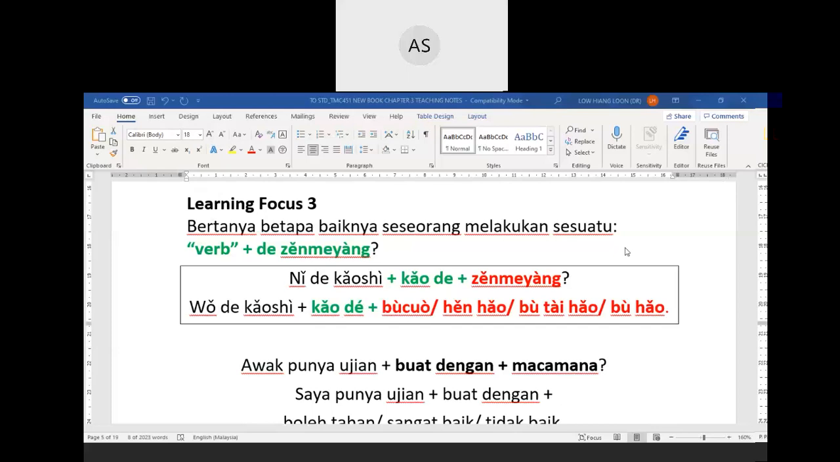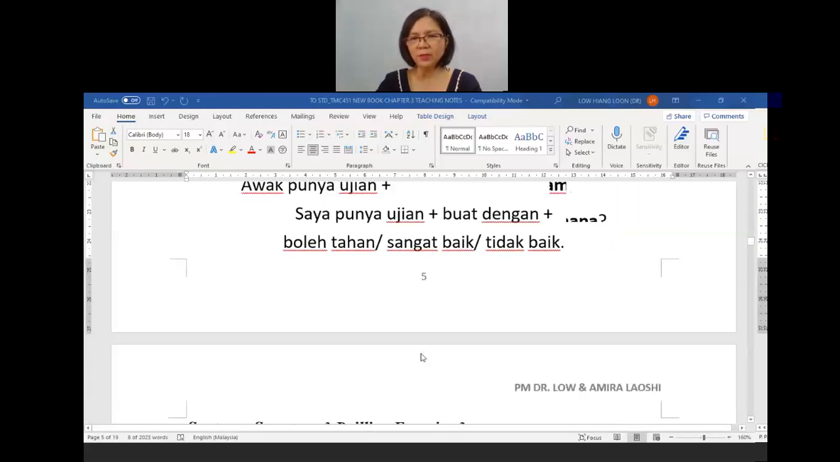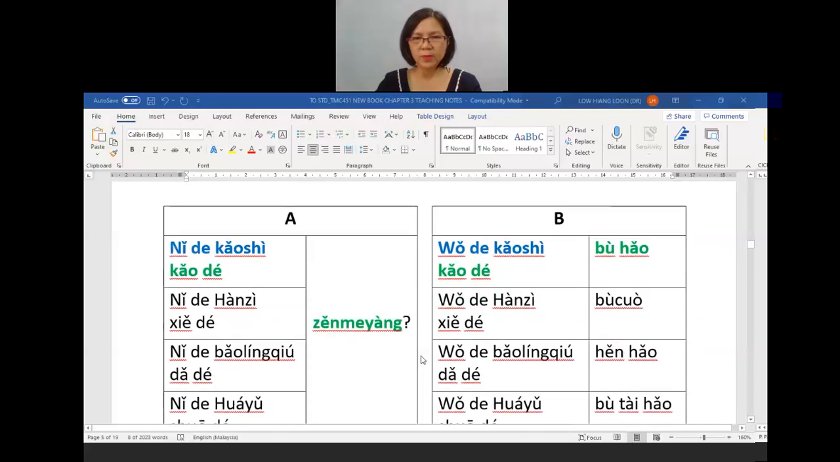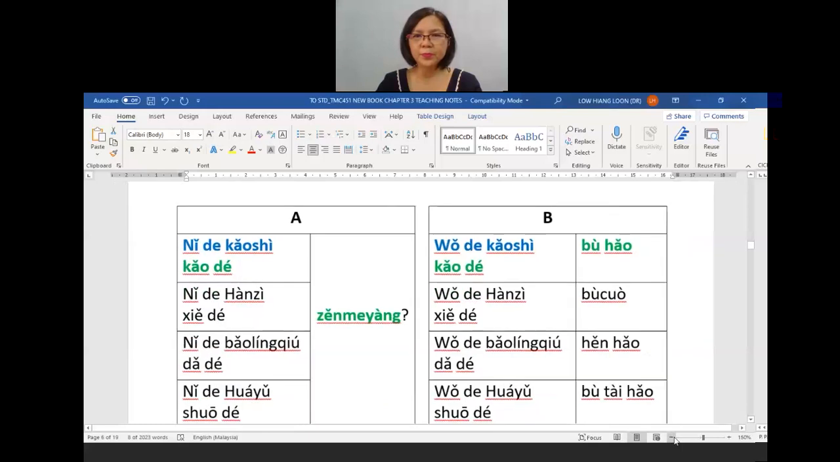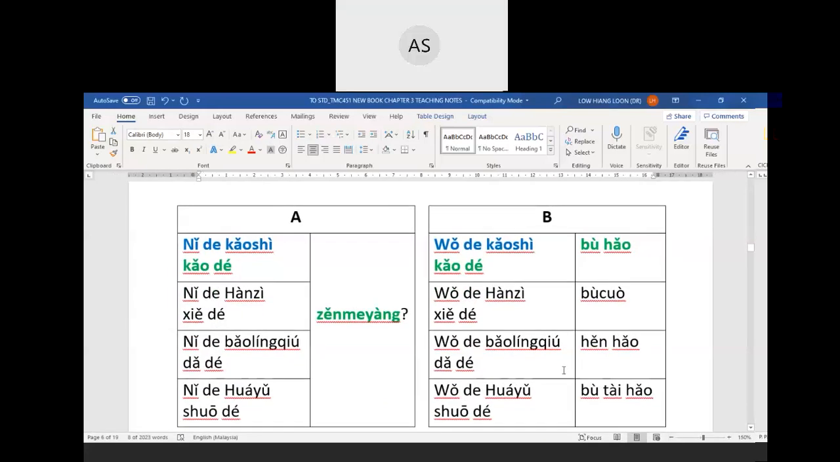How do you tell about your Chinese characters? Do you know how to say? 我的汉字 written with... How to say 'written with'? Okay, 老师 shows you. Actually, it's here. Which one is 老师 talking about? Second one. 对，好。So you give the answer.